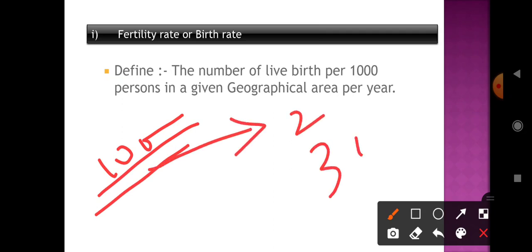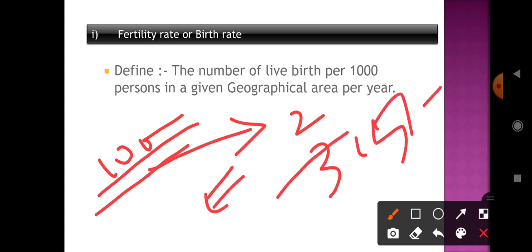Just 2, 3, 4. Because in some countries there are no laws, no rules and regulations, so each woman may give birth to maybe 5 or 10 children. In some places there is a restriction, like in China. There is a restriction of not more than 2, or earlier it was 1.